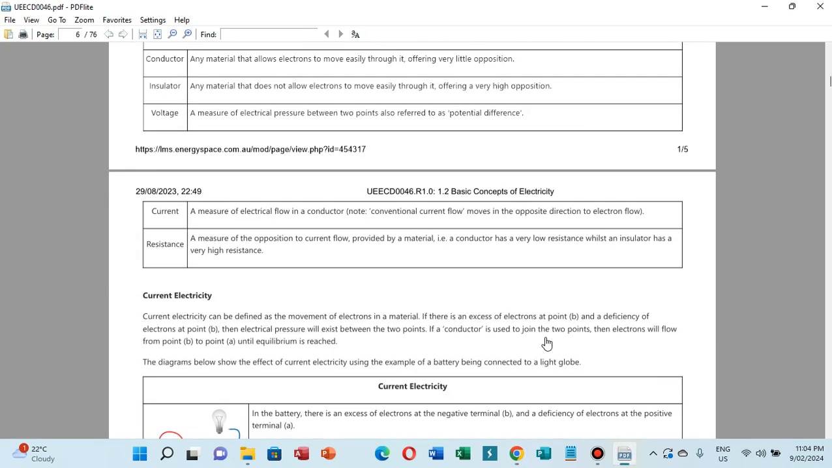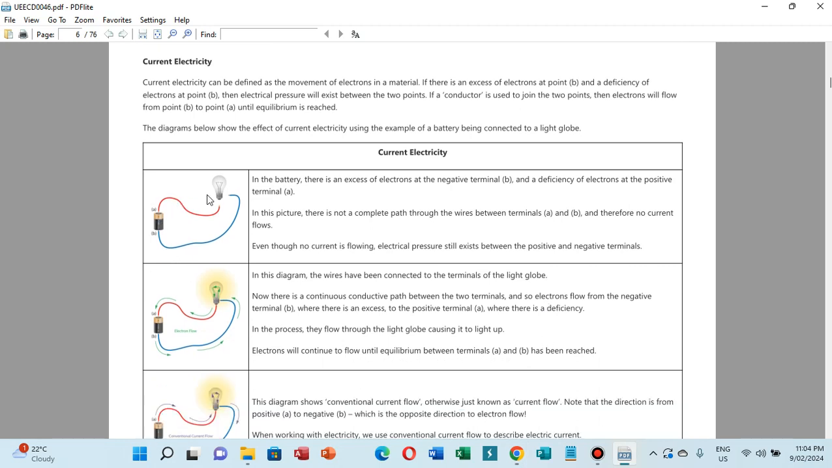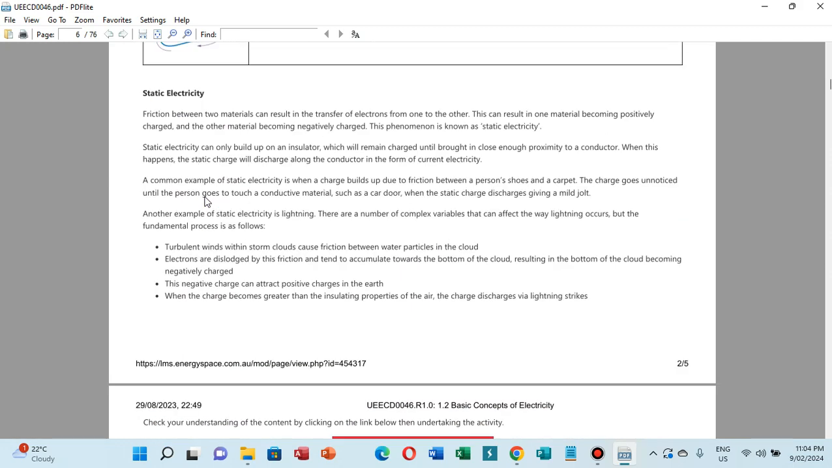So you also read through the nodes and the current electricity. When you connect the battery to the live wire, the electric current flows, and then you can see the light going on when you switch on.